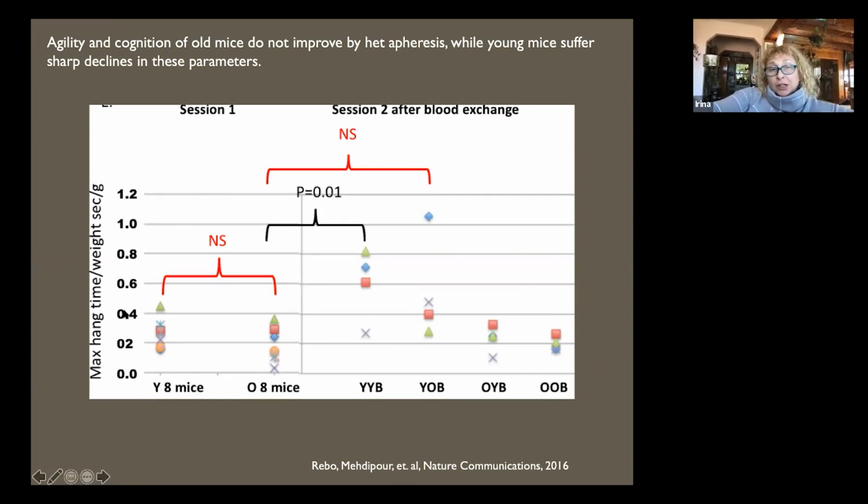In this test, initially, there is not much difference between young mice and old mice because it is not a brute strength test. And after young mice are exchanged in a control experiment with young blood, 3 out of 4 learn that they have to hang on a tight wire. But if they are exchanged with old blood, 3 out of 4 do not remember, or they cannot do it. And old mice, whether they are exchanged with young blood or old blood, are incapable of improving either agility and coordination or their memory. So they basically just keep dropping down.